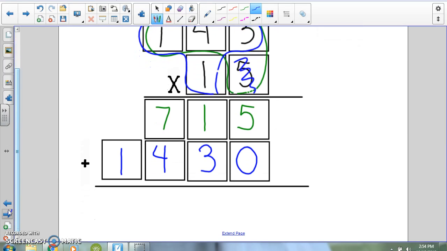Now we have our partial products. Let's add them up. 5 plus 0 is 5. 1 plus 3 is 4. 7 plus 4 is 11. We're going to put a 1 in the 1's place and carry our 10. And 1 plus 1 is 2. So our answer is 2,145. Let's go to our last example.